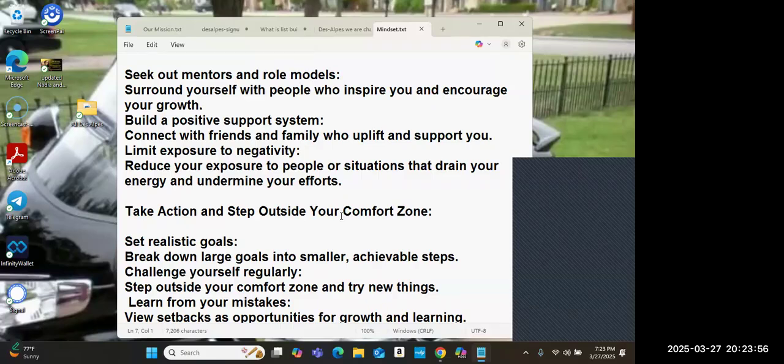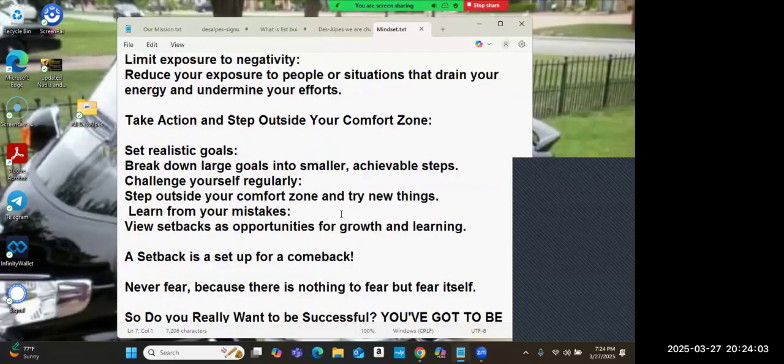Reduce your exposure to people or situations that drain your energy and undermine your efforts. You want to take action and step outside of your comfort zone. And when I say that, ladies and gentlemen, that's what I'm doing right now. I'm going to be the first one to tell you this is like my second live in front of an audience doing this. And it took a lot of courage and a lot of mindset training to get this far. So don't beat me down.